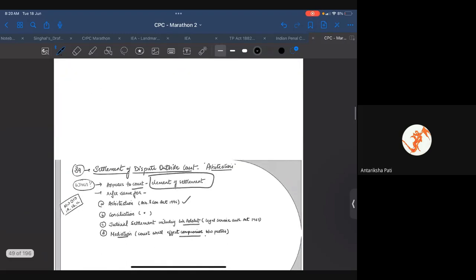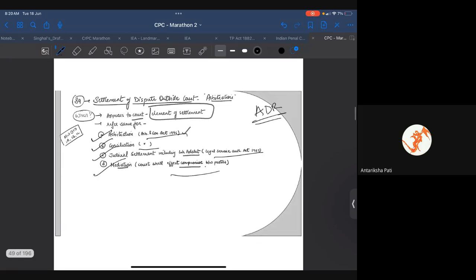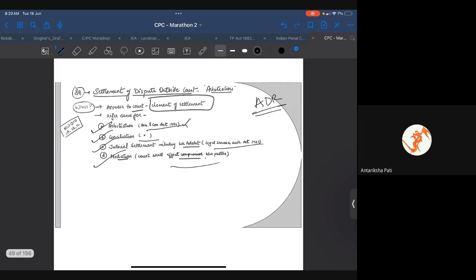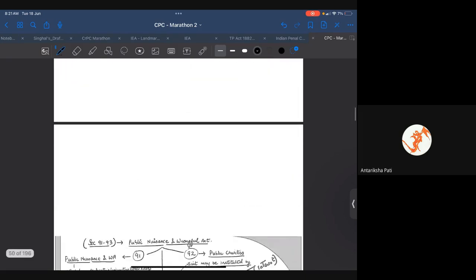Now, coming to section 89, settlement of dispute outside the court. This is in fact ADR, alternate dispute resolution methods. Where it appears to the court that there is an element of settlement, then the court may refer the same for arbitration according to the Arbitration and Conciliation Act, conciliation under the same Act, judicial settlement including Lok Adalat under the Legal Services Authority Act, and mediation, here normally referring to the compromise between the parties. It can be sent as well. That is what section 89 says. It has to be read along with Order 10, Rule 1A, 1B, and 1C, which we'll read later.